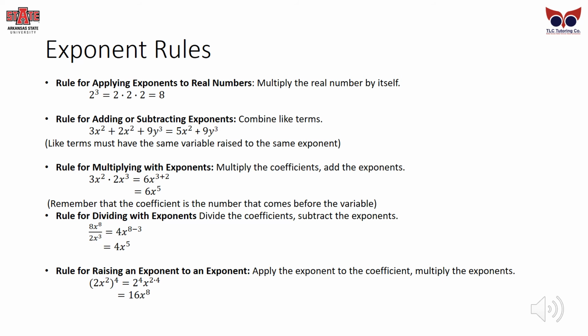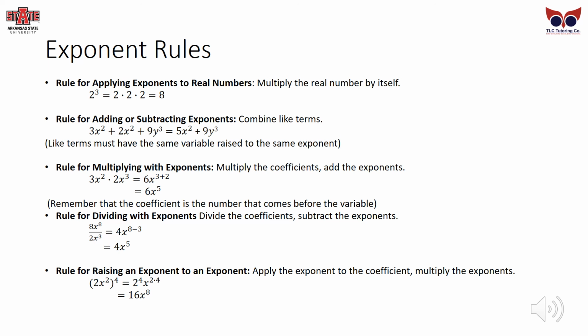Rule for adding or subtracting exponents. Combine like terms. Like terms must have the same variable raised to the same exponent. You'll notice in the example, 3x squared plus 2x squared plus 9y to the third equals 5x squared plus 9y to the third. In this example, 3x squared plus 2x squared could be combined because they are like terms. They have the same variable raised to the same exponent.